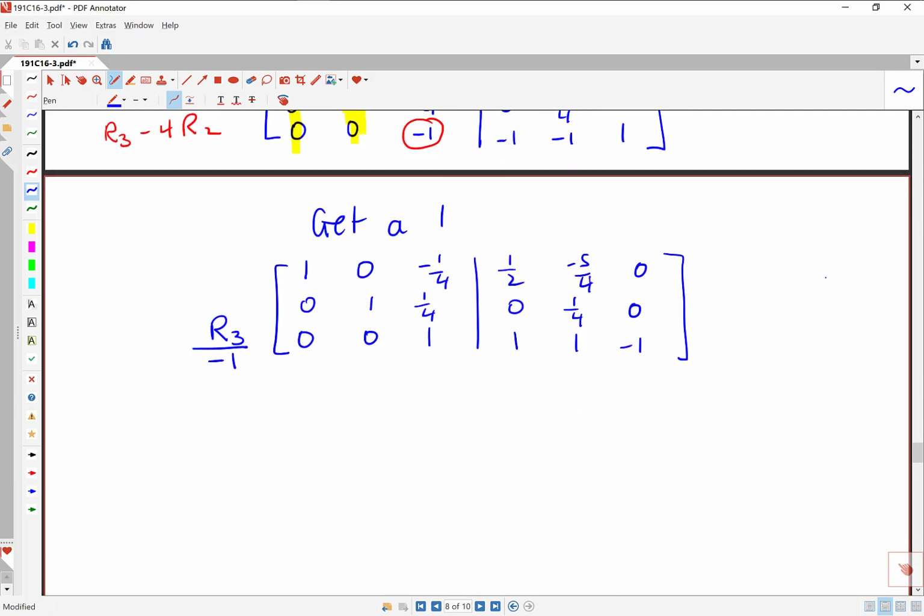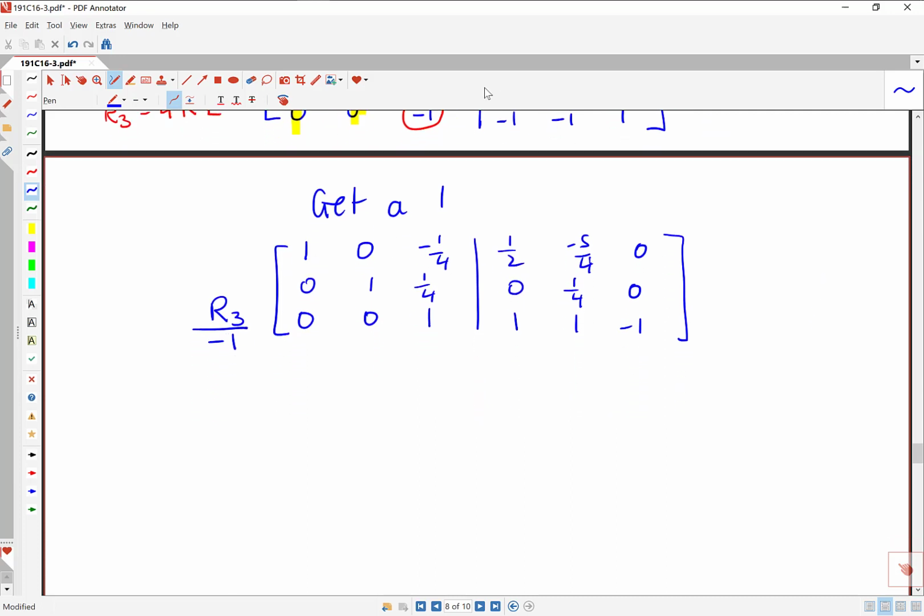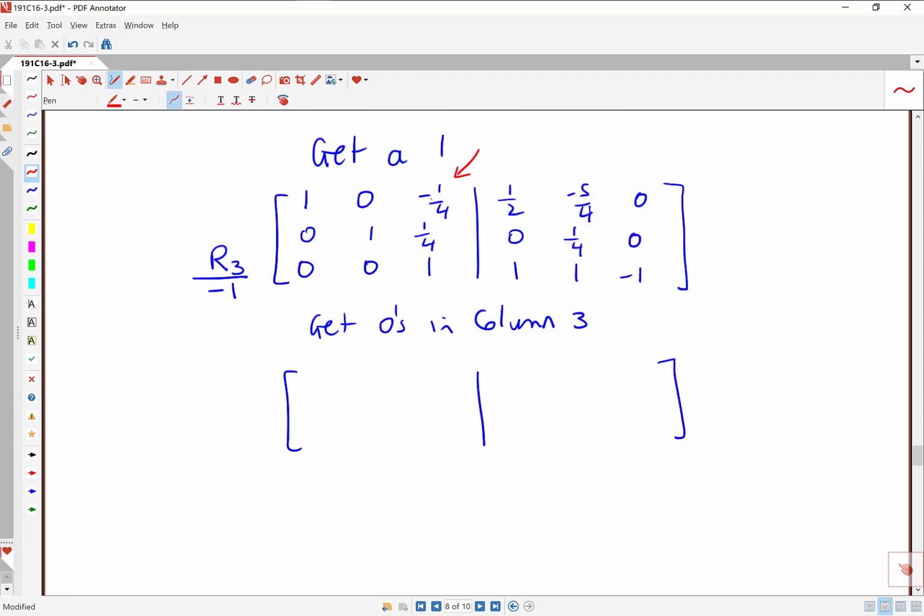And here we go, one more step to finish the problem. So our goal is to get the identity matrix on this left side here. And so what we need to do is get zeros in column 3. We want to get rid of that minus 1/4. Let's think about what row it's in. It's row 1. Let's think about where our pivot is. Pivot is in row 3.